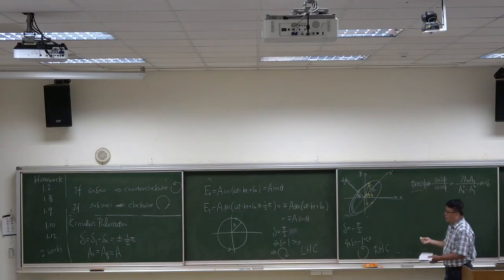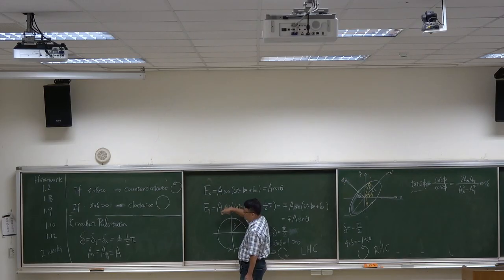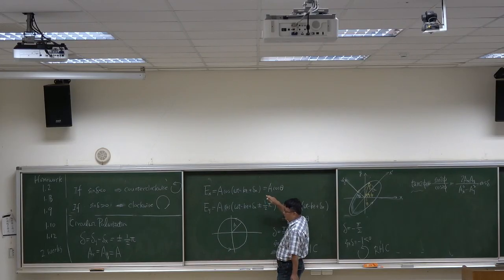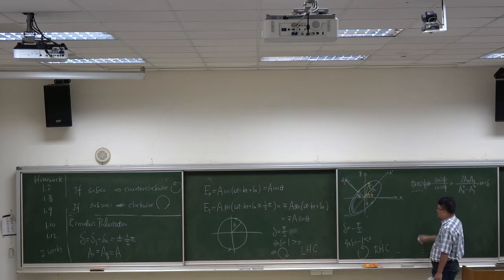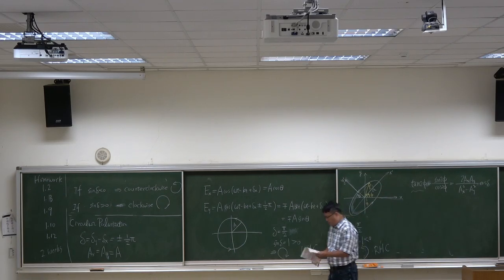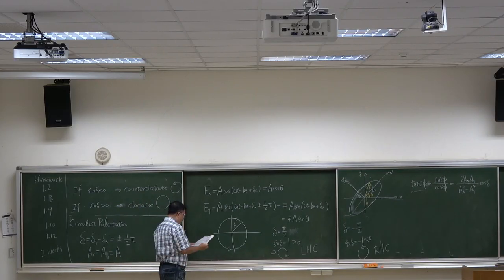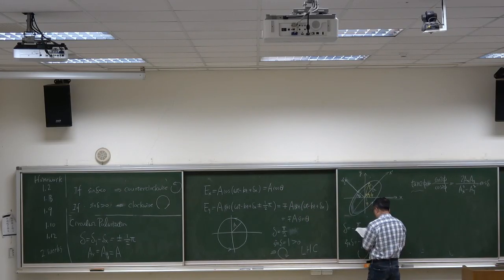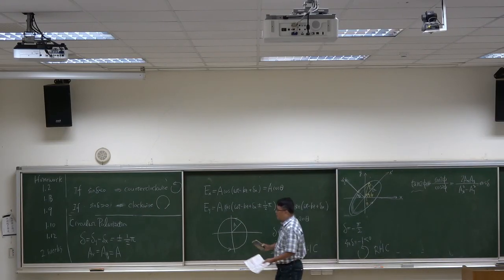For the general situation, general means an arbitrary relation between AX and AY, or an arbitrary phase difference delta, then we get elliptic polarization. Elliptic means this, okay, or this polarization. You can calculate the result. And now we need to introduce a quantity called ellipticity.